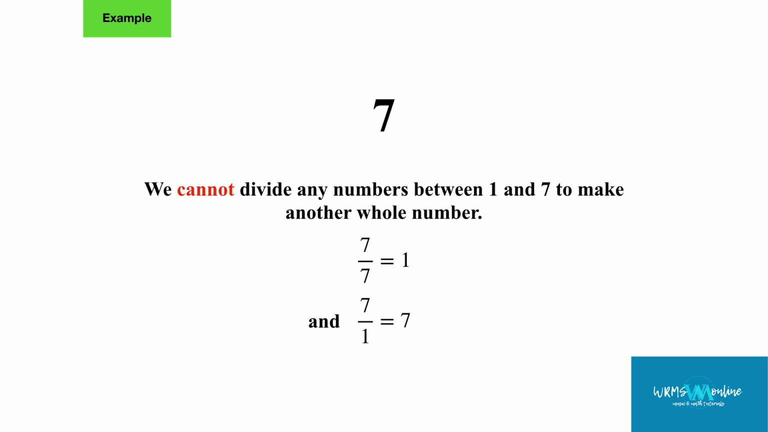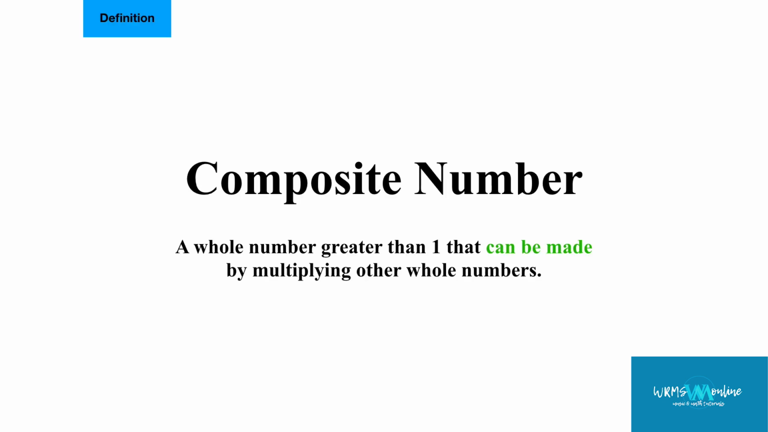So in that first example, you can see that it is the number divided by itself. And the second example is the number divided by 1. And it must always equal a whole number. Composite numbers are whole numbers greater than 1 that can be made by multiplying other whole numbers.